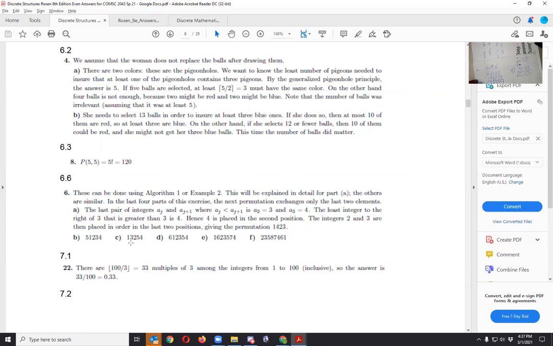Okay, part C, 1, 3, 2, 5, 4. Yep, got it. 6, 1, 2, 3, 5, 4. Yep, got it. 7, 4. Yep, switch the last two. And 6, 1, switch the last two. Okay, so that is the homework for chapter 6.